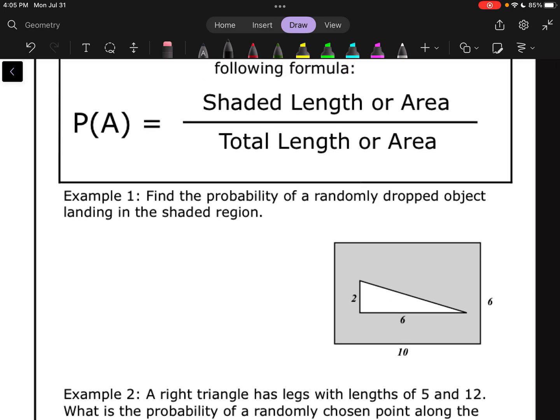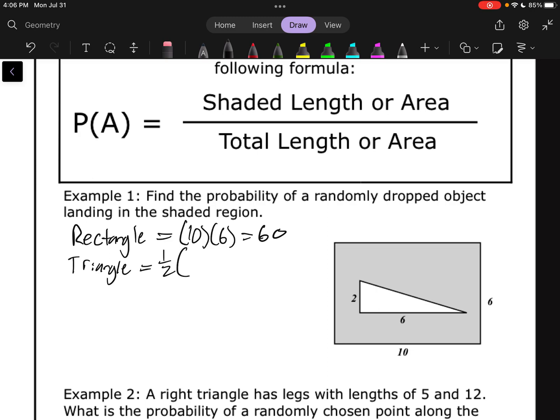This first one says find the probability of a randomly dropped object landing in the shaded region. So it looks like we've got a rectangle and a triangle. Let's go ahead and find the area of that rectangle. Rectangle formula is base times height, so that would be 10 times 6, which will be 60. For the triangle, the formula is 1/2 base times height, so 1/2 times 6 times 12, which is 36.